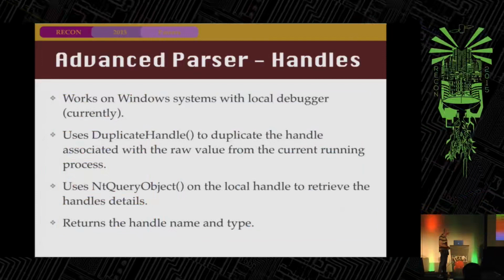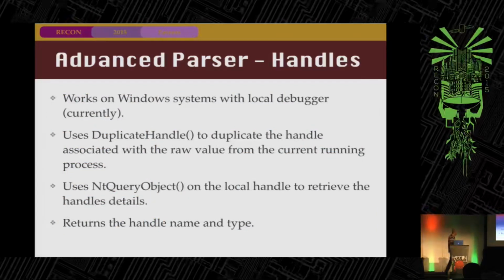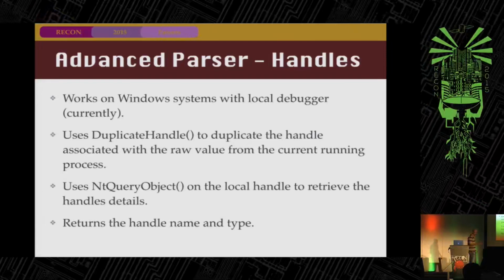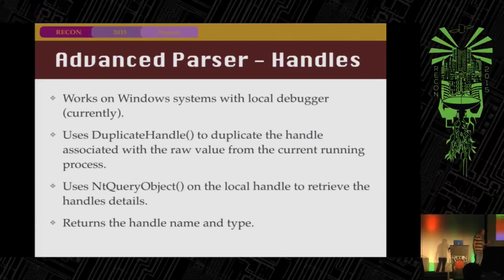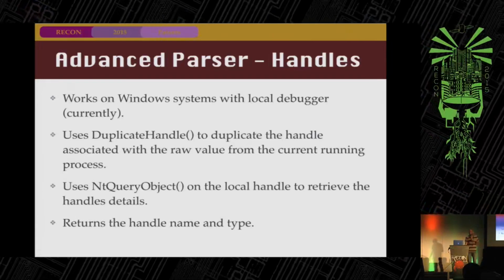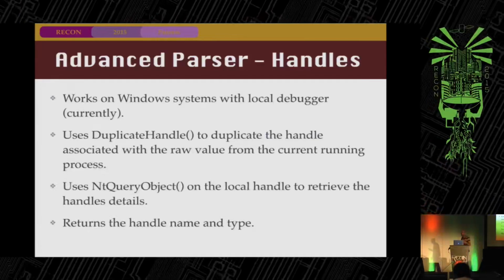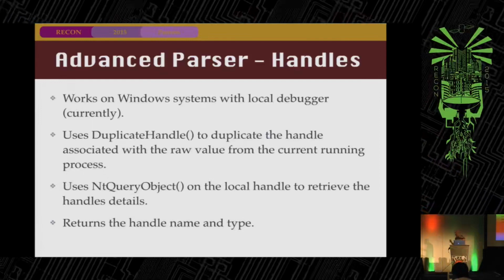We wrote this parser to handle Windows handles, and it works only on the local debugger, but it could theoretically work on the remote ones. What it does is take the raw value and use DuplicateHandle to try and duplicate it, and if it succeeds, it uses NtQueryObject to get the handle type and name. Think about it, it's really cool.